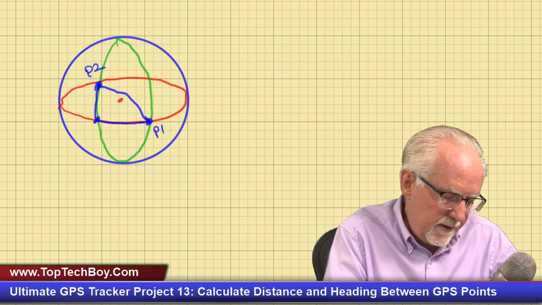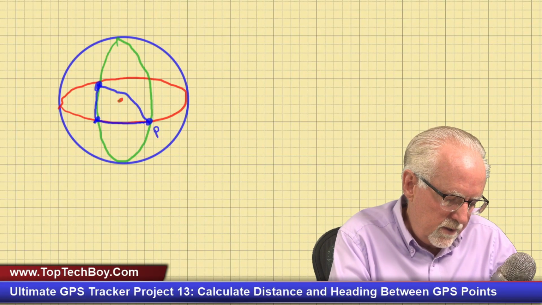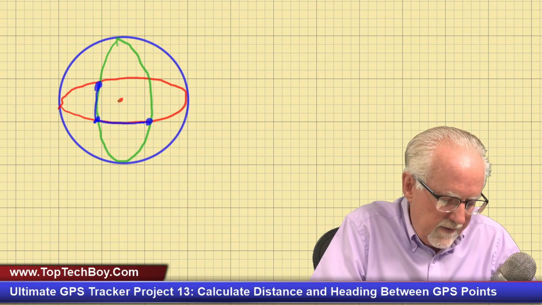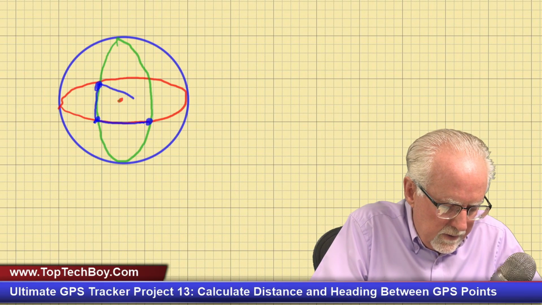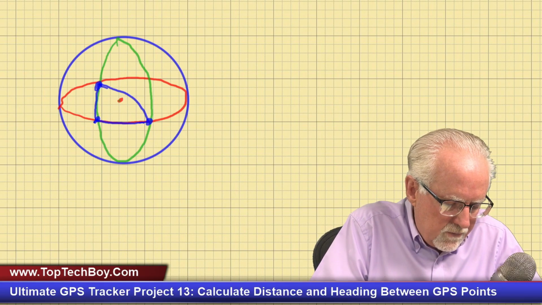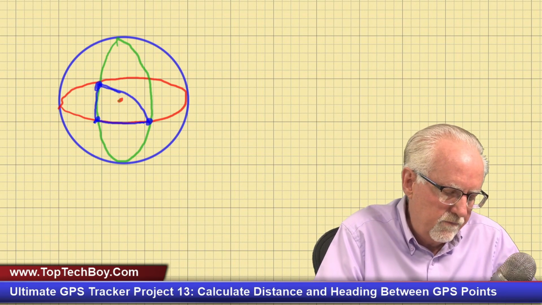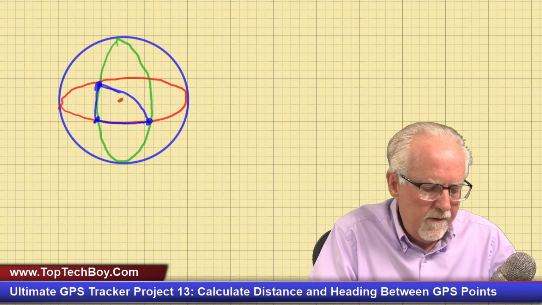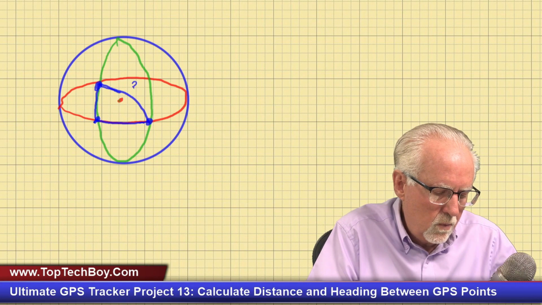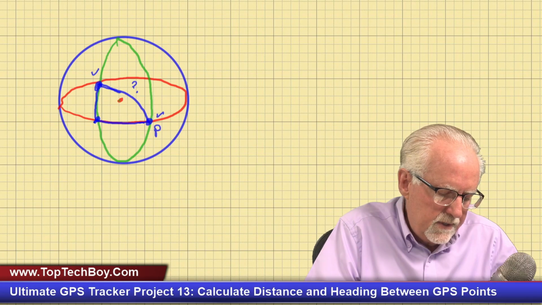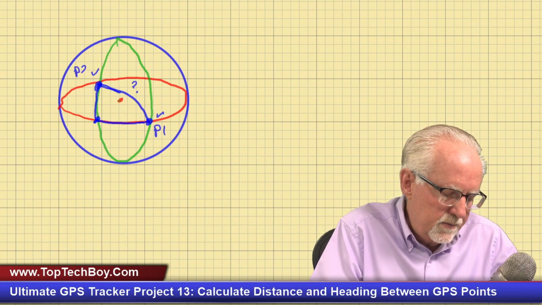How far did I go? That did not draw good, did it? Okay, let's see if I can draw that a little better like that. I'm trying to show that that is a curved point. So how far did I go when I went from here to here? And this is point 1 and this is point 2.